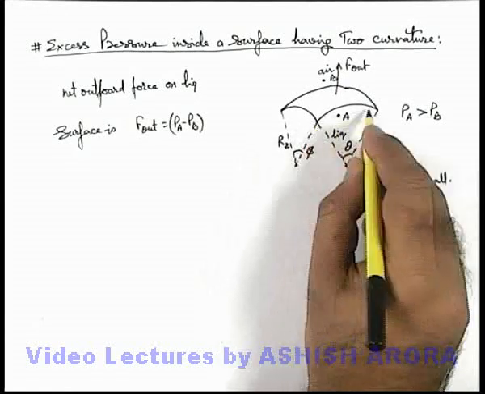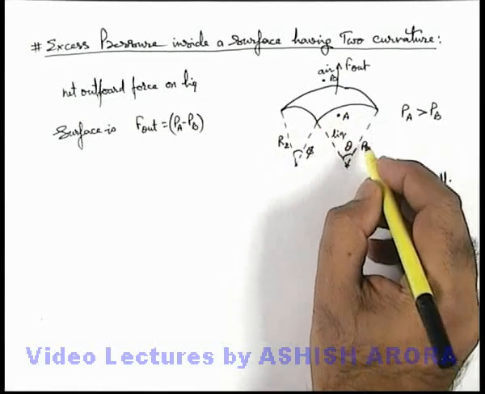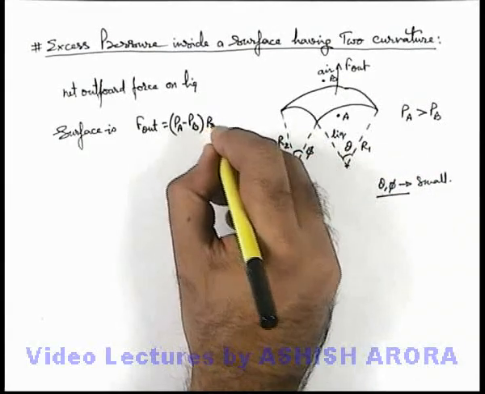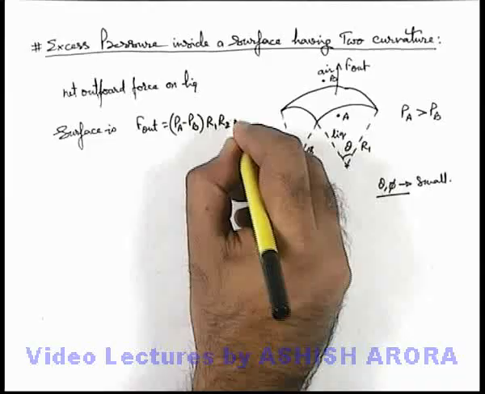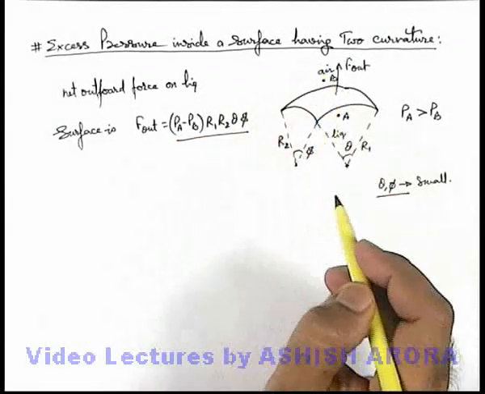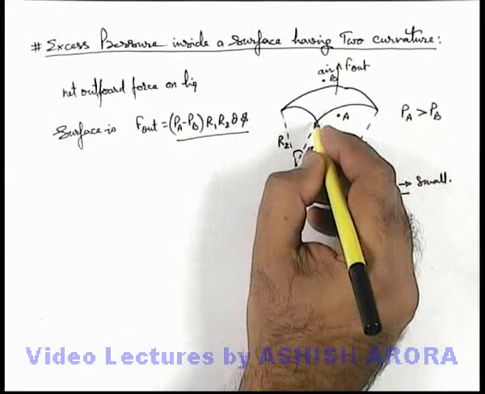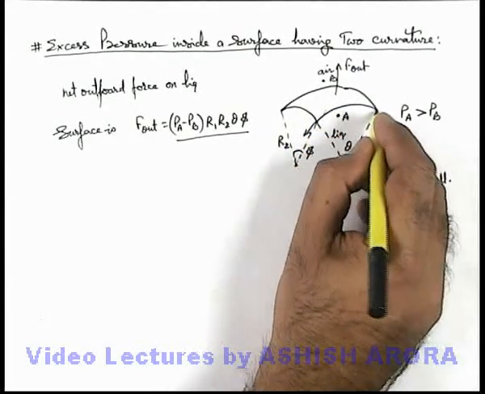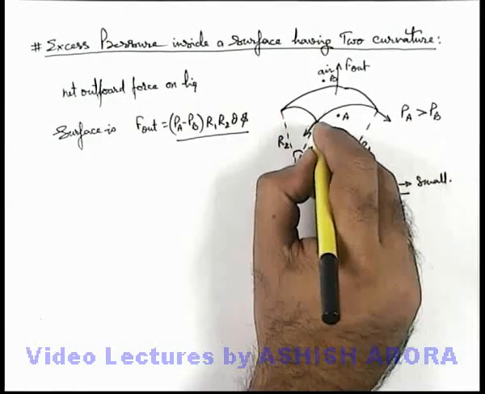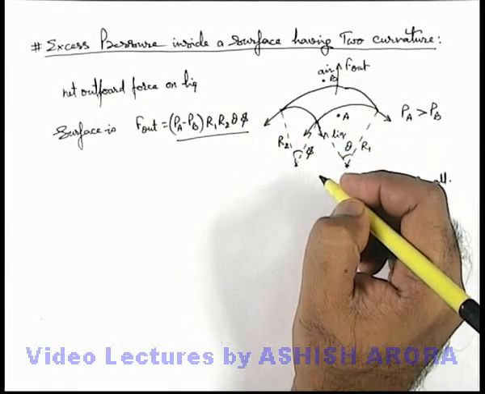If these are small angles, we can take this dimension as r1 theta and this dimension as r2 phi. So this can be written as r1 r2 theta phi. This is the net outward force acting on it. And due to surface tension on this surface, this is the side where surface tension force will act, and on this side, tangentially in this dimension, surface tension force will act.